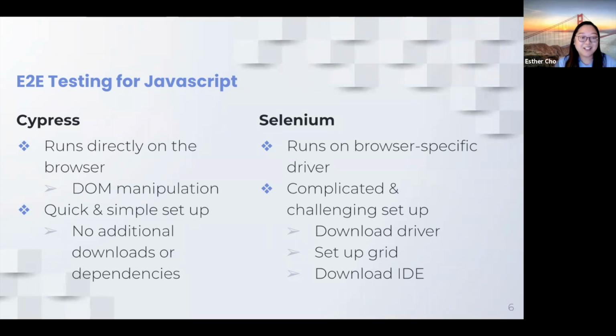Cypress, on the other hand, is the complete opposite. It runs directly on the browser. So it uses a DOM manipulation technique that will have your tests respond to application events in real time. And because it runs in the browser, it's quick and easy to set up. There are no additional downloads or dependencies that you need.